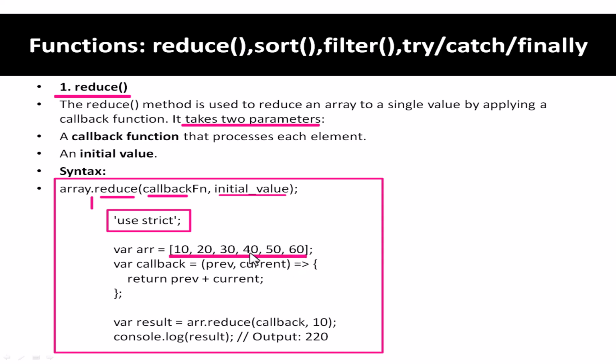3, 4, 5. So totally 0 to 5, number of elements. Total values inside the array is 6. So now we are going to use a variable callback.